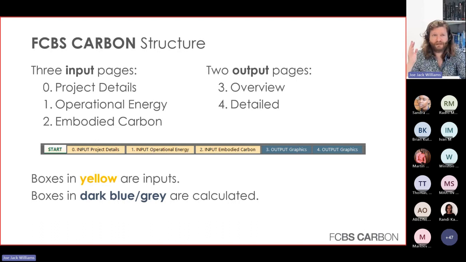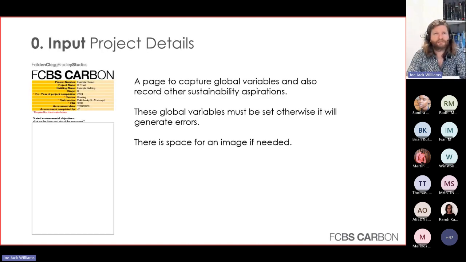It's in Excel, so there's a color scheme for it. Things that are in yellow are inputs. Things that are in a dark blue gray are calculators, so you don't need to worry about those. There's only 3 input pages. That's where you spend most of your time: a bit on project details, energy, and then the embodied carbon page. And there's a bit on the output, so an overview and a detailed one. I spend most of my time in the detailed one because I'm a self-described geek, love it. But also think about the overview. The overview one can be used for reports and helping other people along. So I'll show you all those as well.